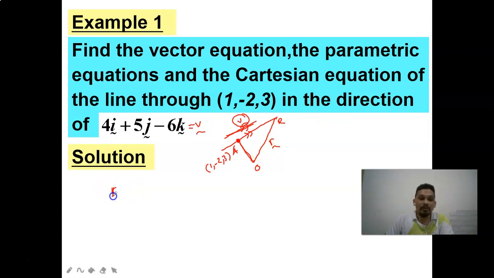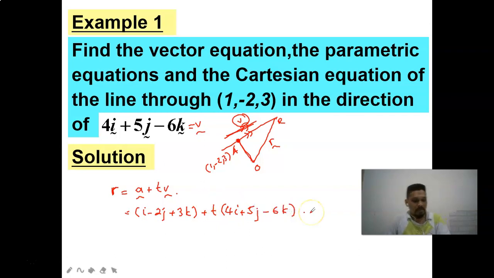So from the equation of the vector R equal to A plus a scalar T times a vector V, A is I minus 2J plus 3K plus T, and V is 4I plus 5J minus 6K. Okay. Now, this is the vector equation. So how about the parametric form? For the parametric, we get xi plus yj plus zk, so this is in the vector equation.